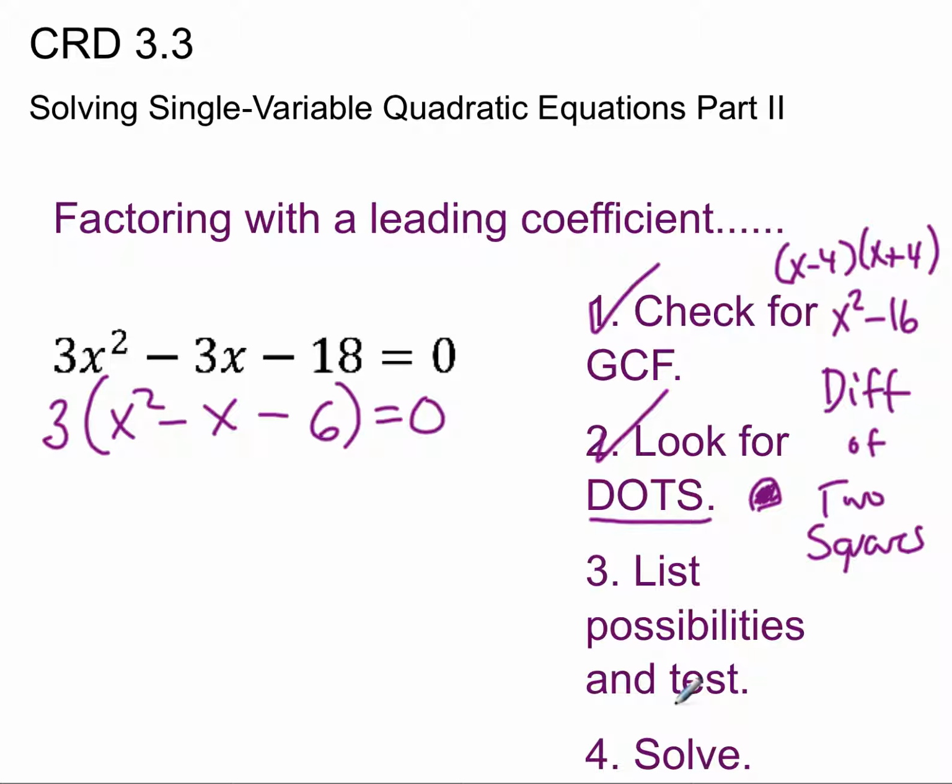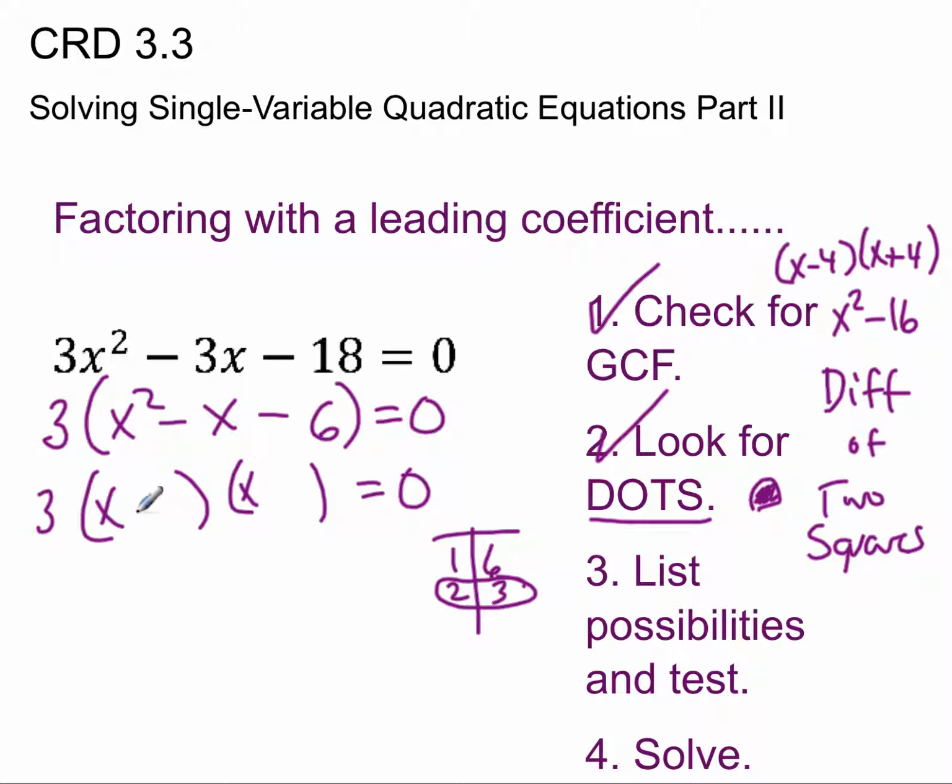Now I'm going to list the possibilities of what this could be, and then I'm going to solve it. This one happens to be a little bit easier. X and X. I think about all of the things that are going to make a 6, a 1 and a 6, a 2 and a 3, anything else. Oh my goodness, 2 and 3 are going to work. So I do a minus 3 and a plus 2 because I want to get a negative 1 as my middle term, which that will give me.